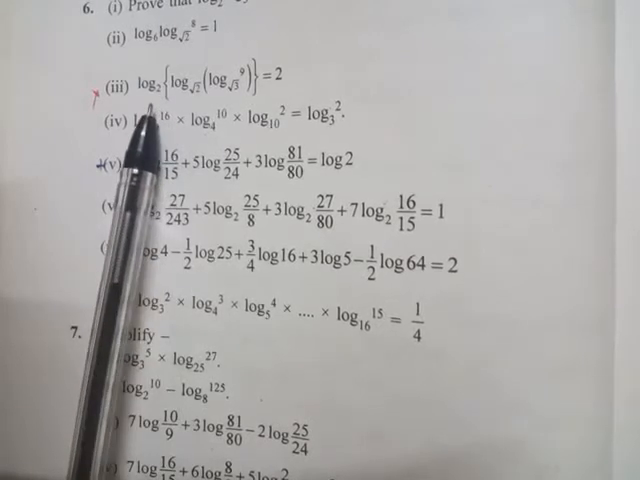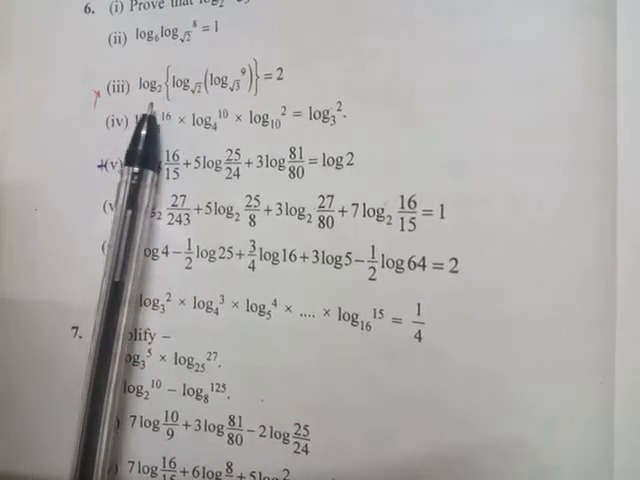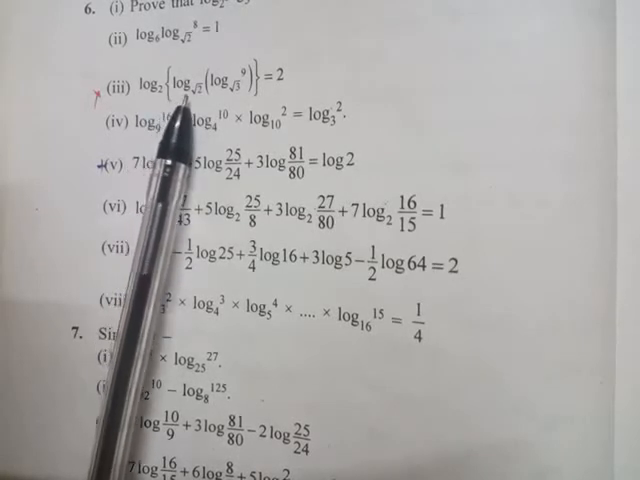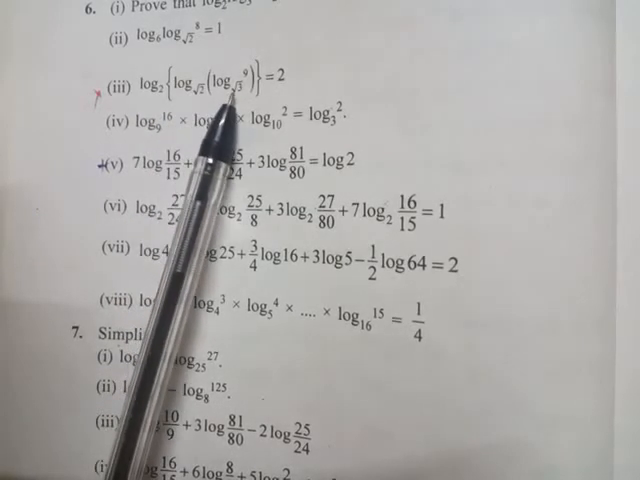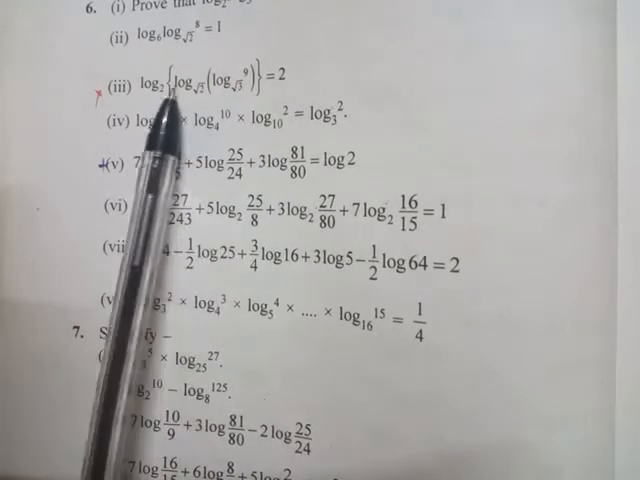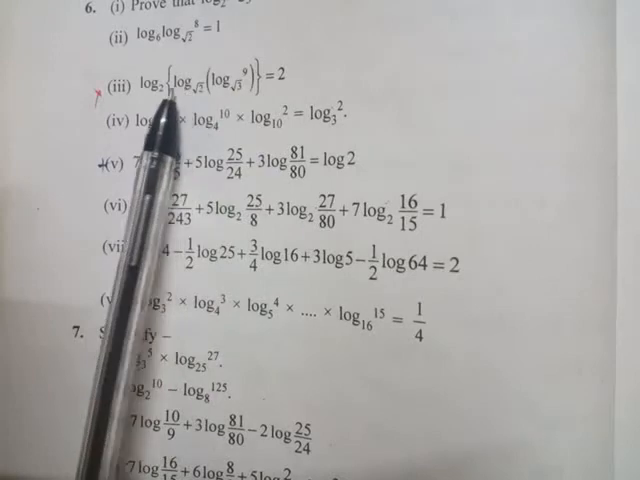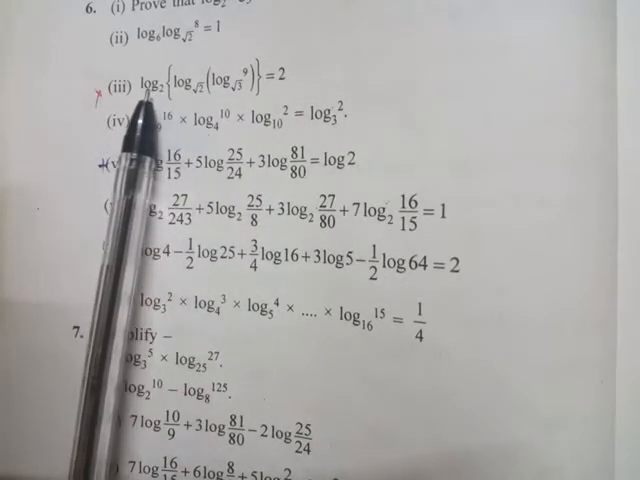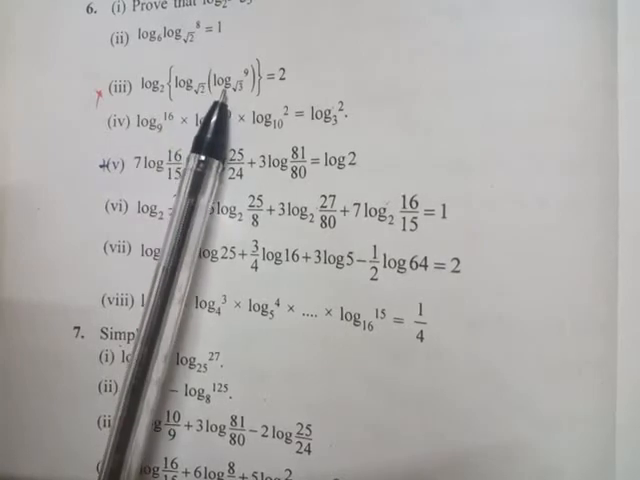Now look student, the next question is 6 Roman 3. Again, we have to prove that log base 2, then log base root 2, then log base root 3 of 9 equals 2, which means this side is our LHS and this is RHS. We'll have to start from the LHS and go to the RHS. So let's start, let's have a look at how to solve this one.